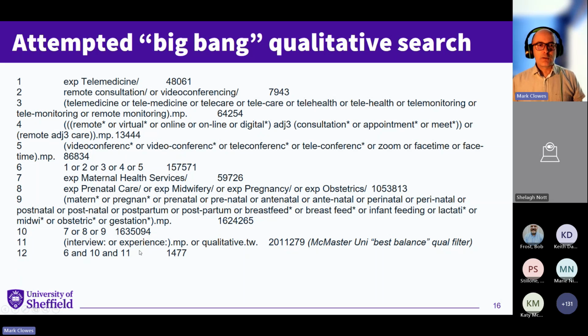And then I've used a qualitative filter in line 11. And this is from the same organization that gave us the randomized control trial filter that I used in the previous big bang search, the PICO search, but with the caveat that qualitative filters are generally not as reliable as randomized control trial filters. There's not the same body of strong evidence telling you which ones are reliable and which ones are not. So caution where using those.